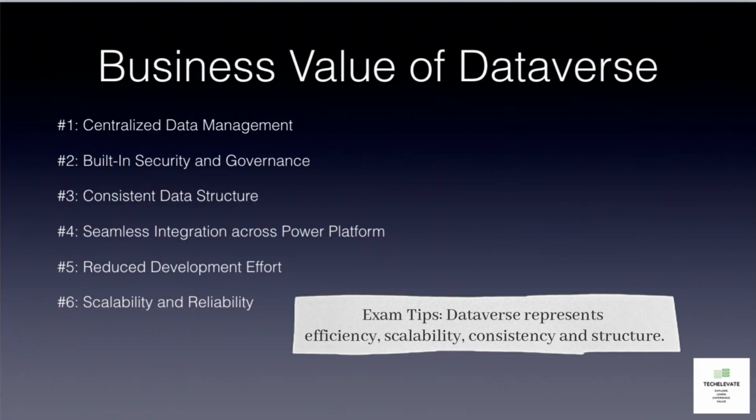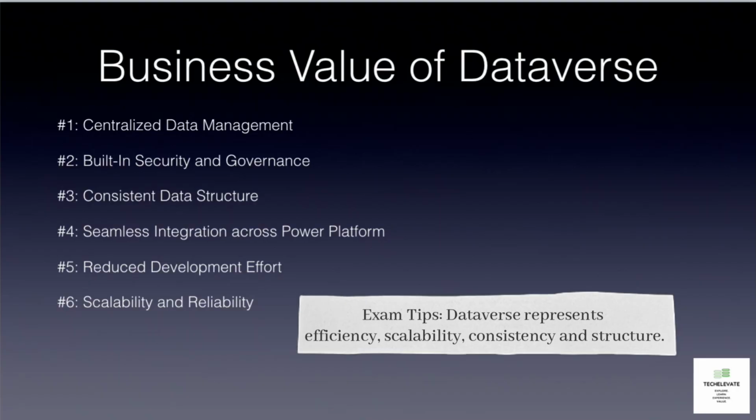Core business value number one, centralized data management. One of the biggest values of Dataverse is centralization. Instead of data being scattered across spreadsheets, emails, or disconnected systems, Dataverse stores data in a single, consistent location. This helps organizations reduce duplicate data, improve data accuracy, and ensure everyone is working from the same information. On the exam, centralized data usually points to Dataverse.